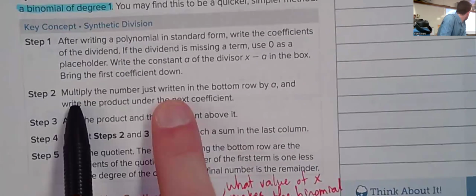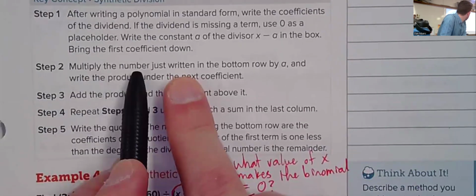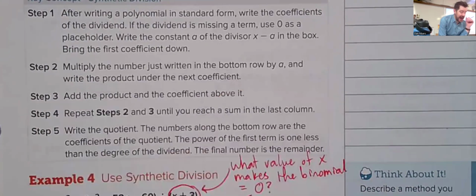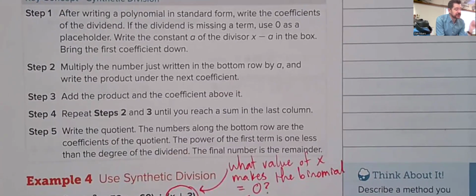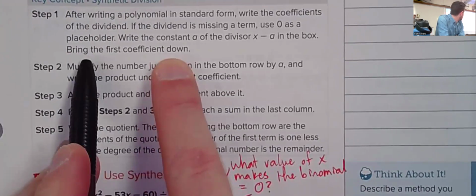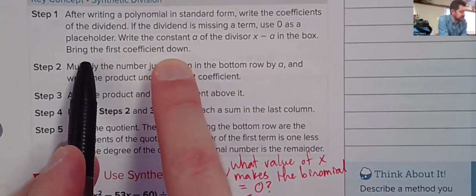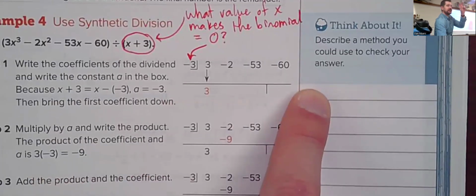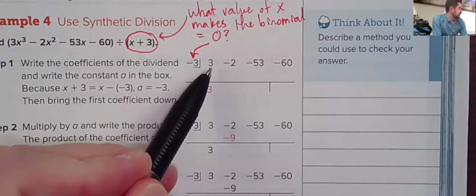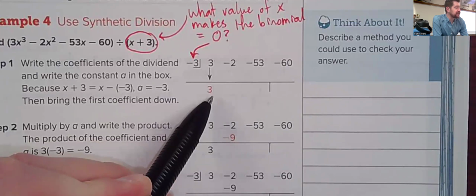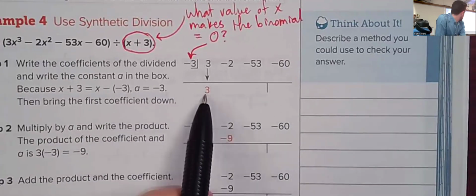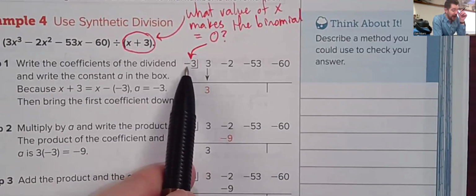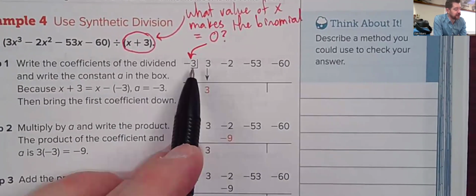So the process is this. Once you have it set up, you're going to multiply the number just written in the bottom row by A. So, bring the first coefficient down. That was in this last one as well. So the first coefficient in this little process here gets brought down underneath this line. This line is like our equals line or whatever you want to call it. So you bring down the first coefficient, and then we go through just sort of a repetitive process. We're going to take this value here and multiply it by the number in this box. So if you multiply 3 by -3, what do you get?